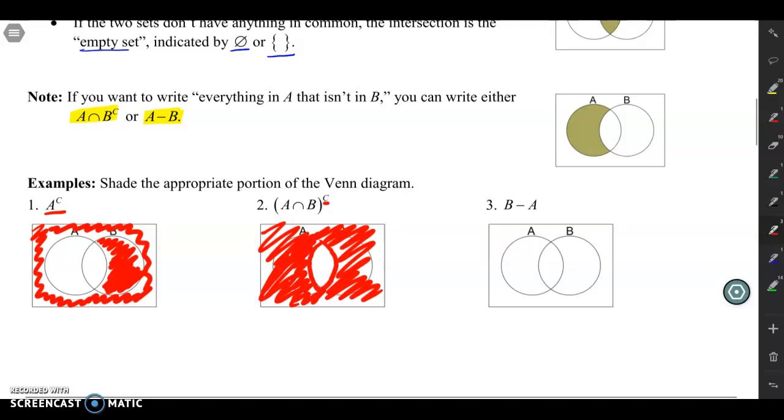And then number 3 is B minus A. So basically what I'm doing is I'm going to look at everything that's inside the circle B, right? And then I'm going to take away all the pieces that are inside of the circle A. So basically it's going to leave me with just this portion of the circle that is exclusively B. So if you had trouble with these, take a moment and go back and look over them again and try to digest what's happening in each of these examples.